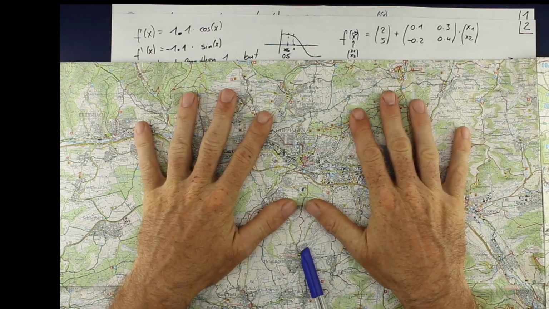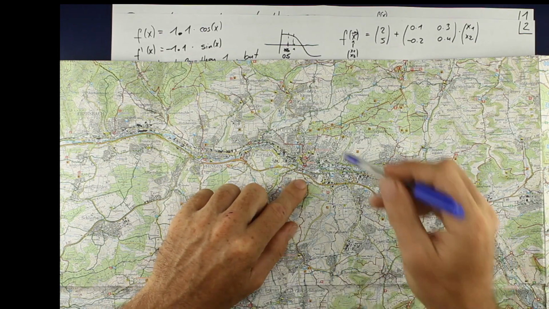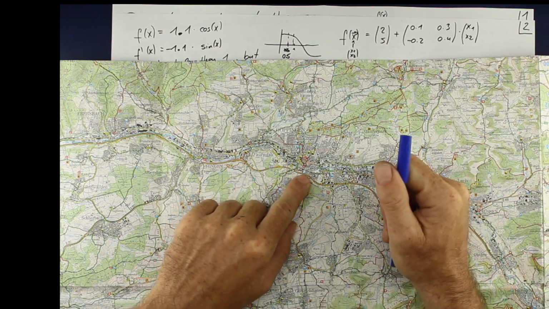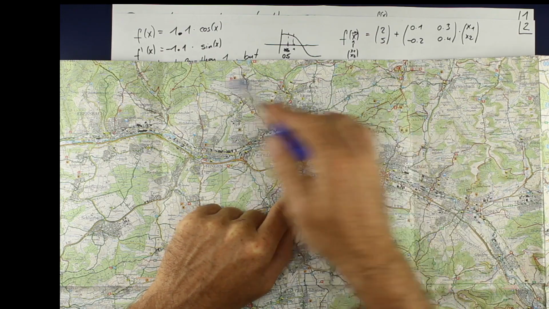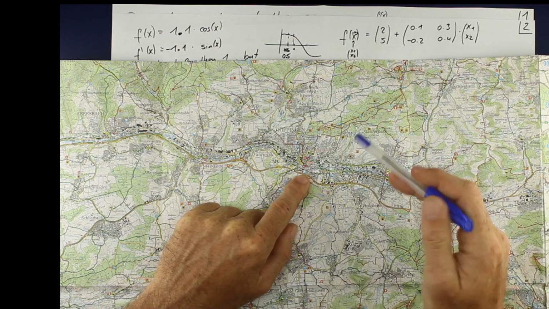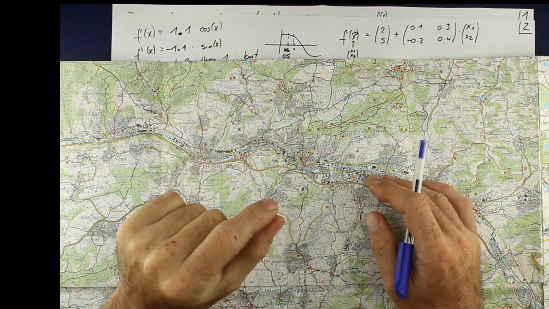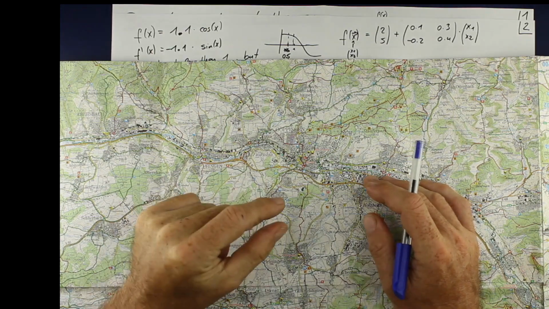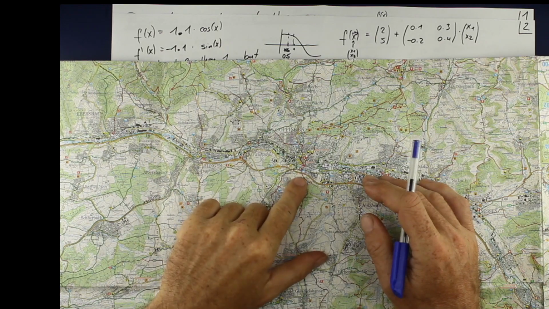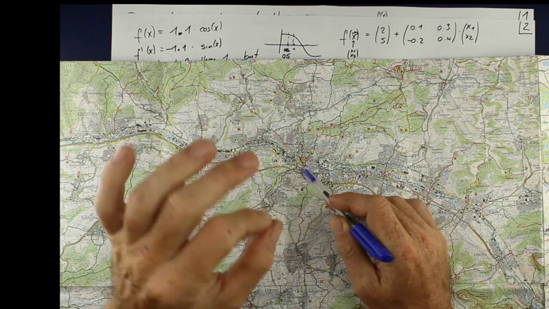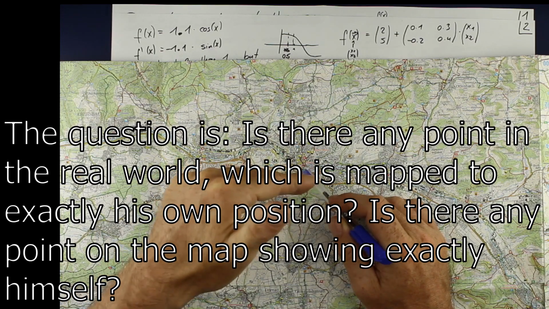This black building. I am sitting in this black building. This map is on my desk. And now I can say, okay, we are here. And the question I want to ask is: is there any point of the map being exactly, not 1 millimeter or 1 micrometer or whatever, but exactly at the position where the map is right now in this moment?